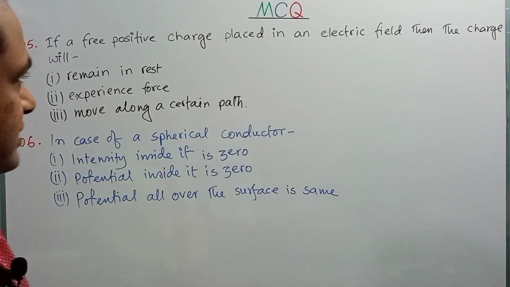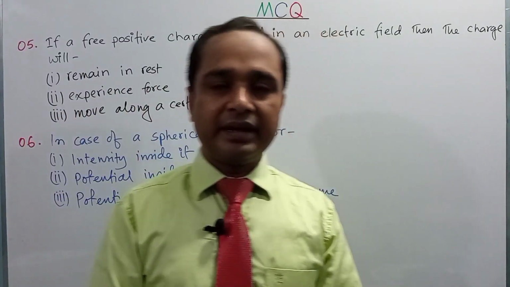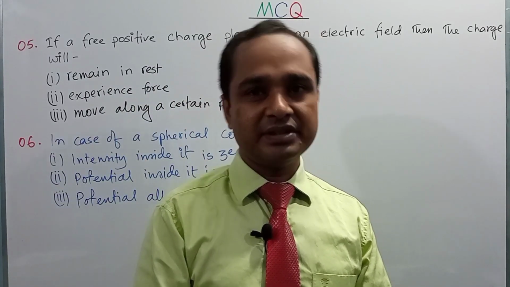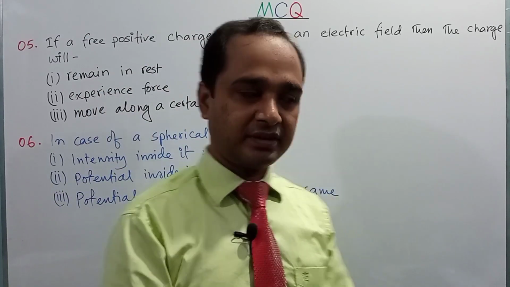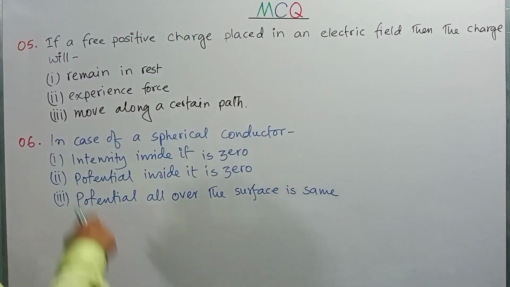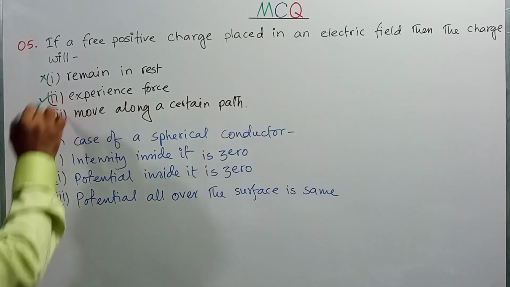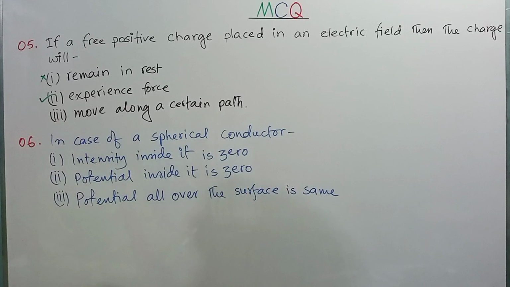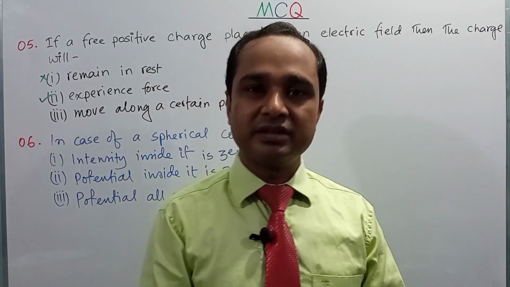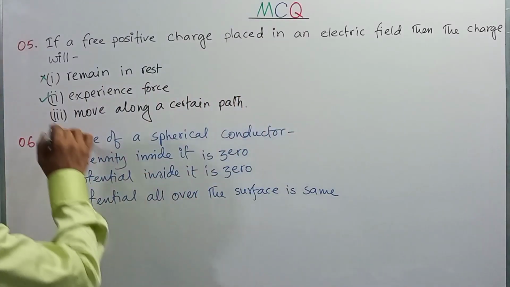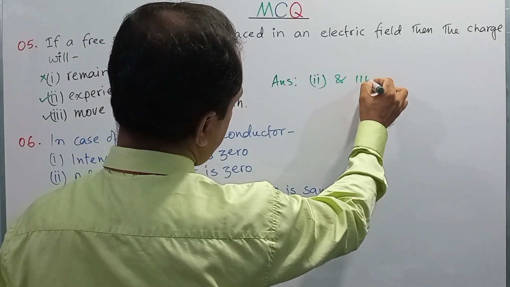If a free positive charge is placed in an electric field, then the charge will... you know, if we place any type of charge, that is positive charge or negative charge, in an electric field, it will experience force and it will move along the line of electric field, or in the direction of the line of force. So the options are: remain at rest, so this option is not correct. It will experience force, so this option is right, and move along a certain path. You know, if a positive charge is placed in an electric field, the charge will move along the direction of the line of force. So our third option will also be correct. So here the correct answer is option 2 and option 3.